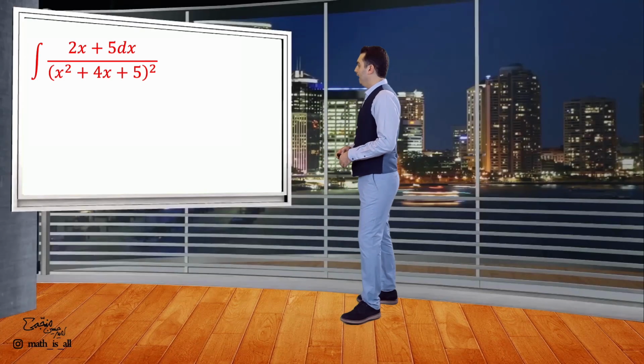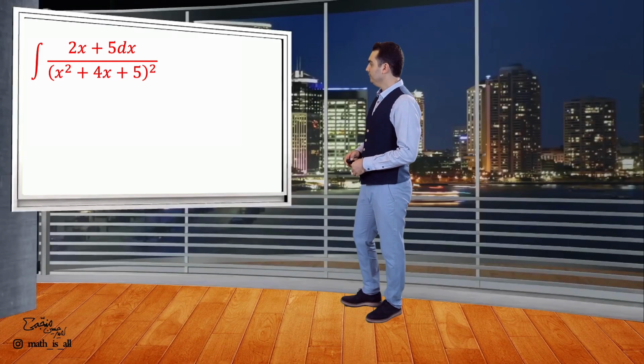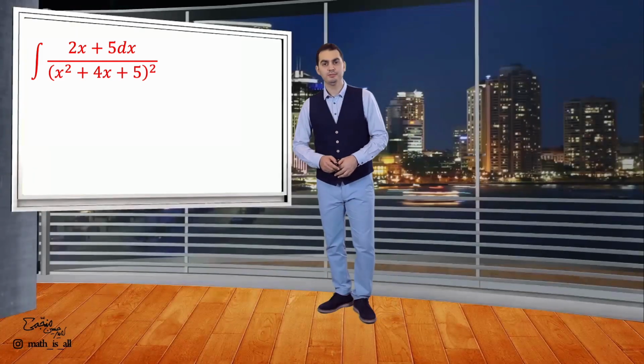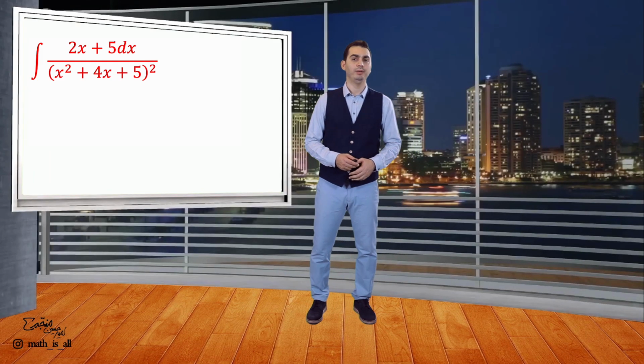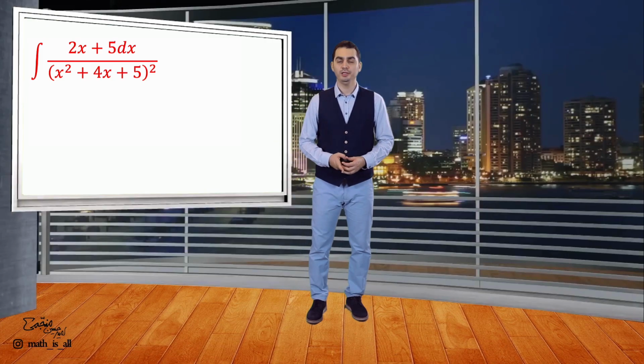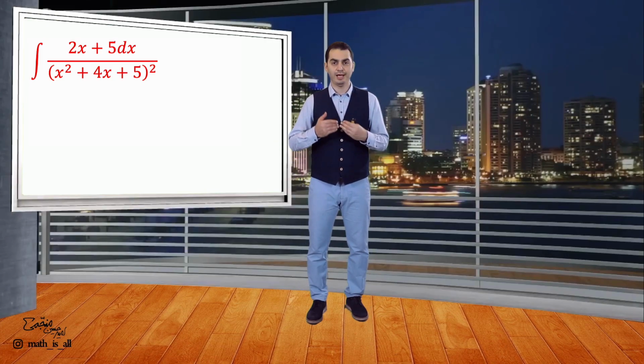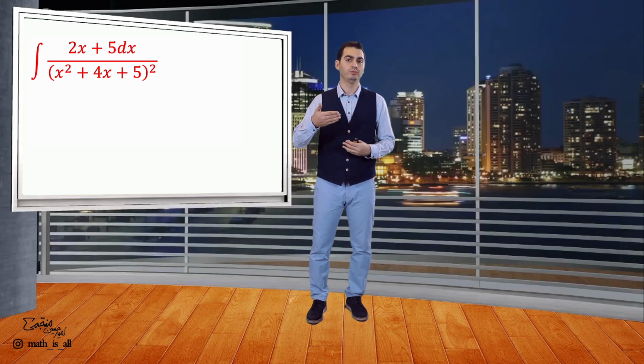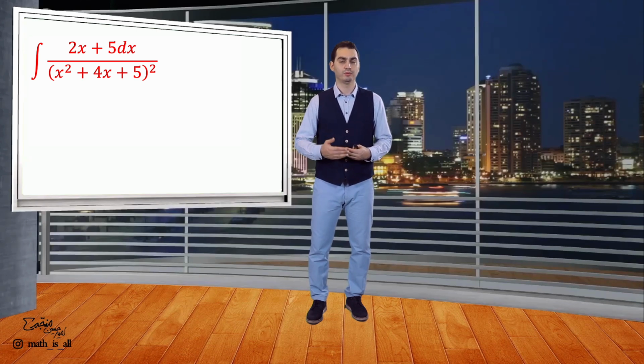The integral of (2x plus 5) over (x squared plus 4x plus 5), all raised to the power of 2. So what should we do with this? What do we have in the denominator? An irreducible quadratic factor with a power. Look at the methods I have taught you. Look at the patterns. See which model it is. What was the first step?